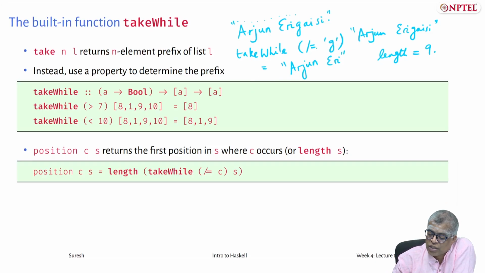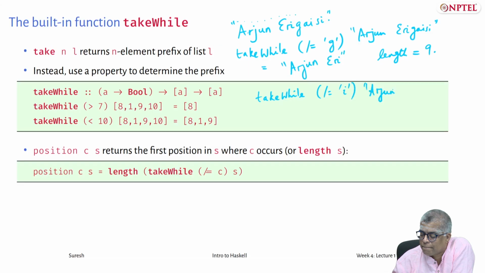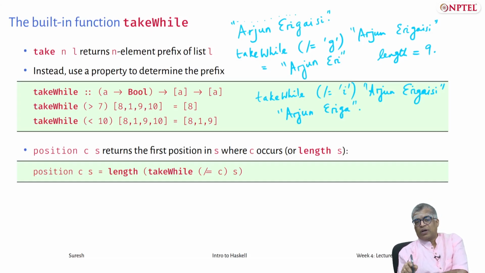Let's check where I occurs. The first position where I occurs is 9, 10, 11. 11 is where I occurs, and if you do take while not equal to I of the above thing, you will actually get Arjun and then ERIGA, right. You won't include the I S because the moment you see that you have reached a value which is equal to I, you will stop, right. You will not include it.